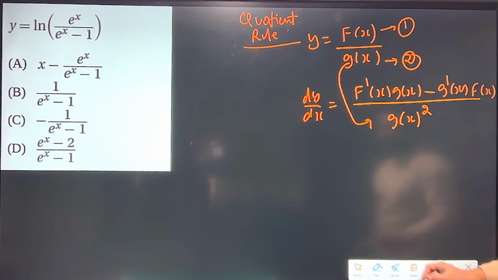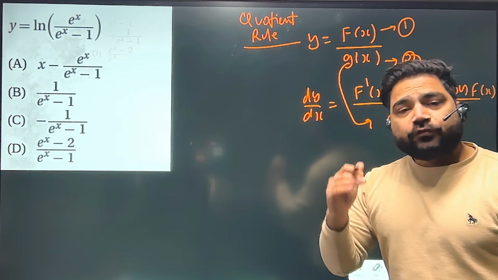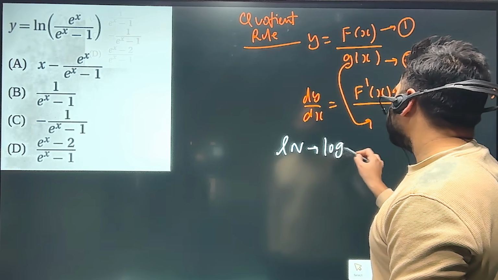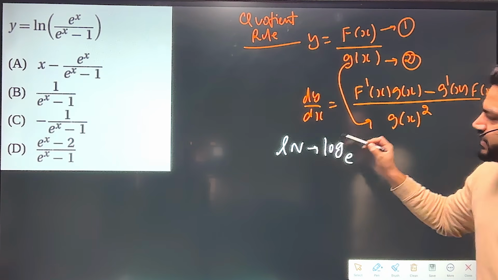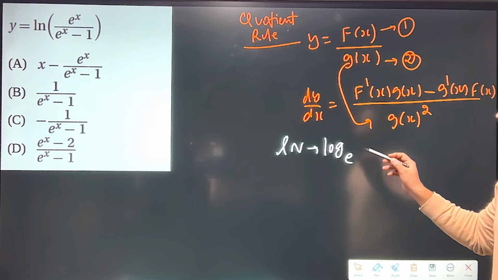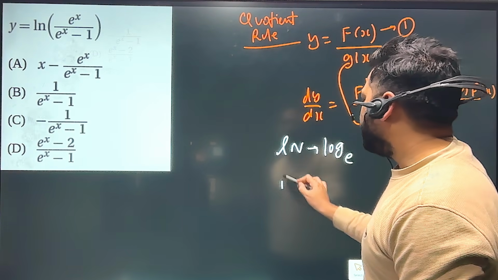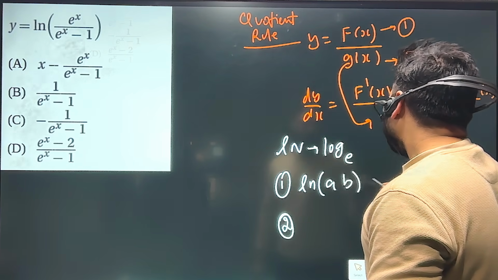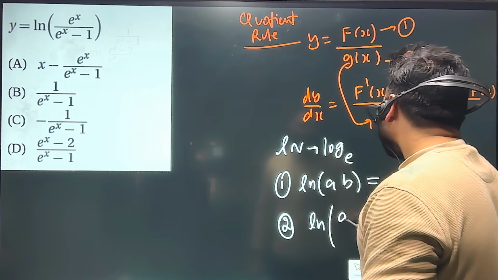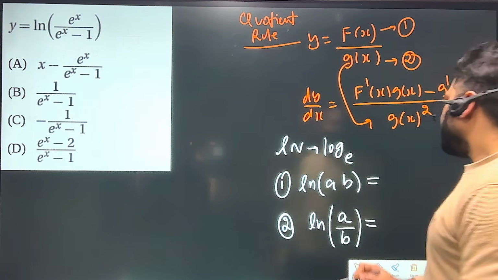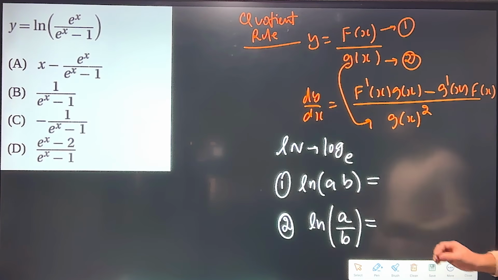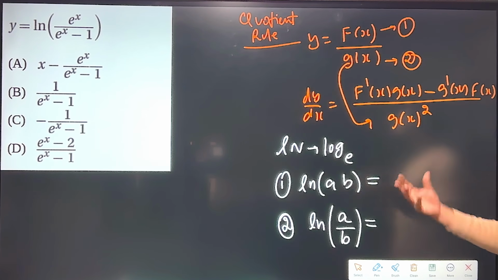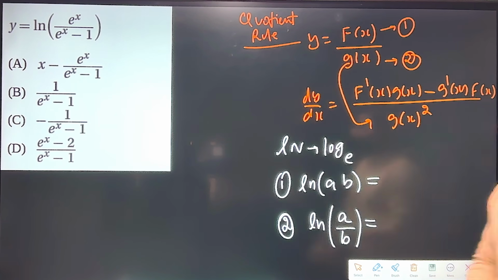But before that, let me also tell you the properties of the logarithmic function. See, what is ln? Ln is basically a log function whose base is e, and it has very important properties. Ln has two important properties. The first property is, inside the log part, if two functions are multiplied, what we need to do, and if two functions are divided, then what we need to do.